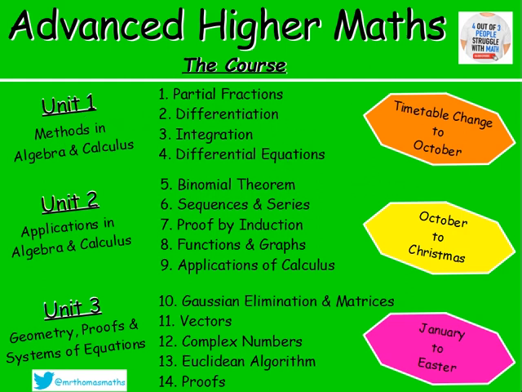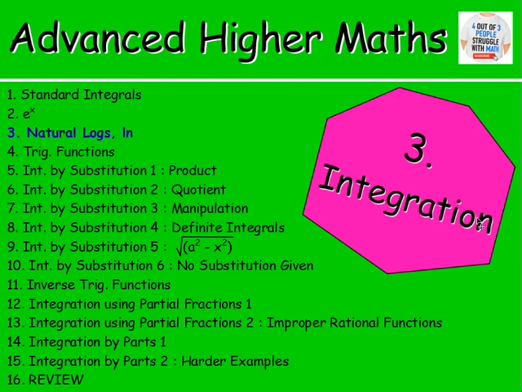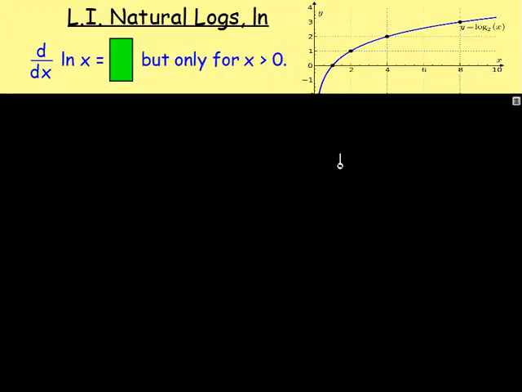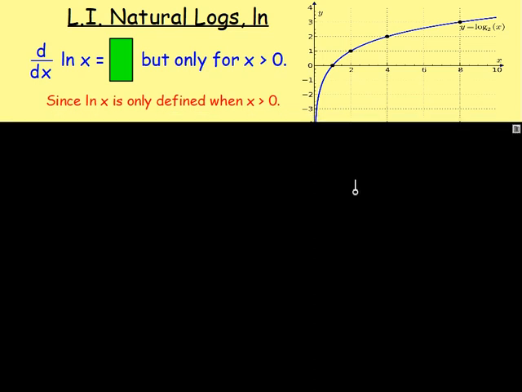Hey, here we go with chapter 3, lesson number 3, integration involving natural logs, ln. So, before we go into that, let's think back to differentiation. If we were differentiating ln x, Callum, what would you get? 1 over x. Perfect, you would end up with 1 over x.